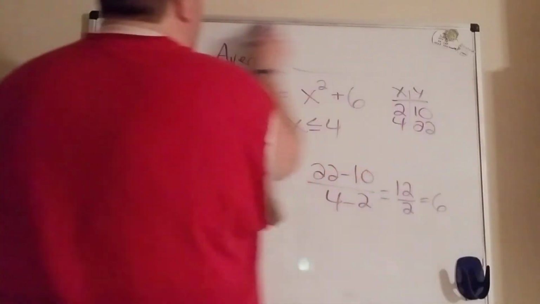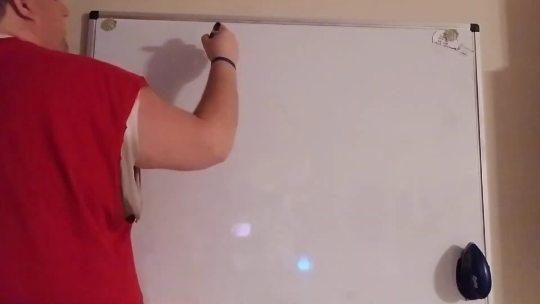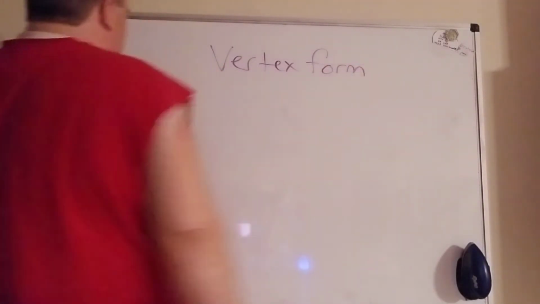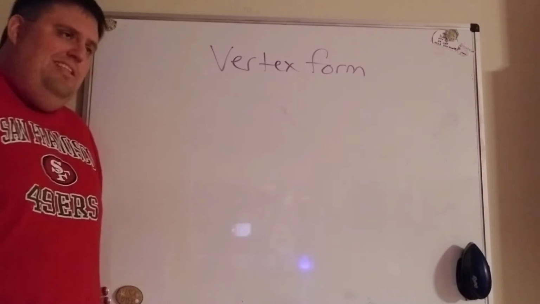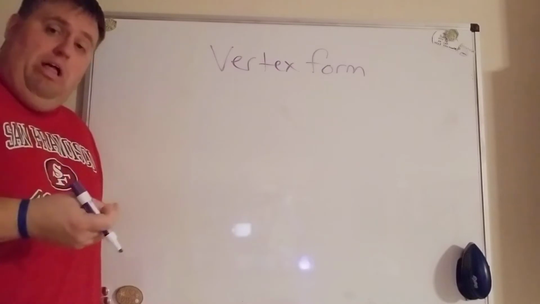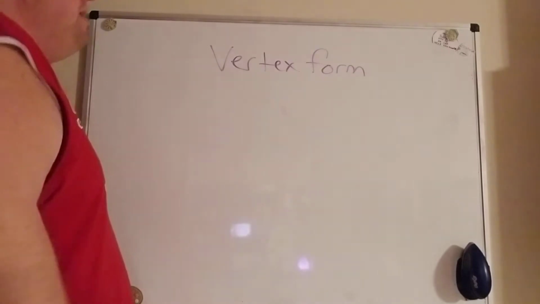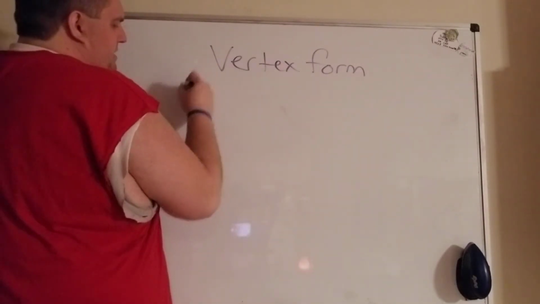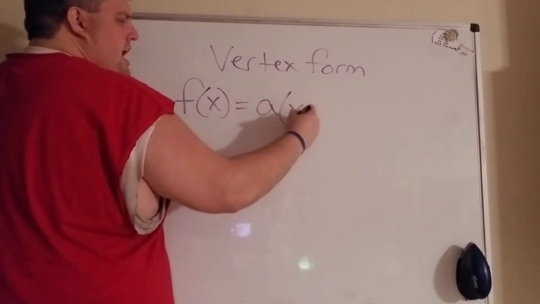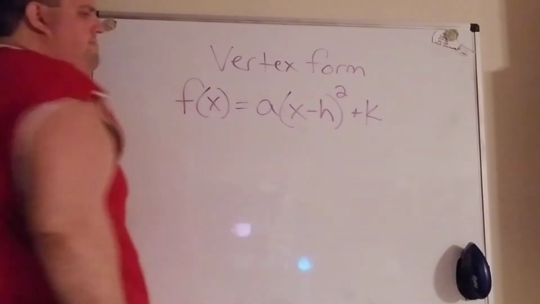Let's talk about vertex form. Vertex form is the easiest way that we can write quadratics if we want to graph them. So standard form works really, really well if we want to factor them. That's what we worked with last chapter, right? When we were factoring. Vertex form looks something like this. f of x equals a, x minus h squared plus k.